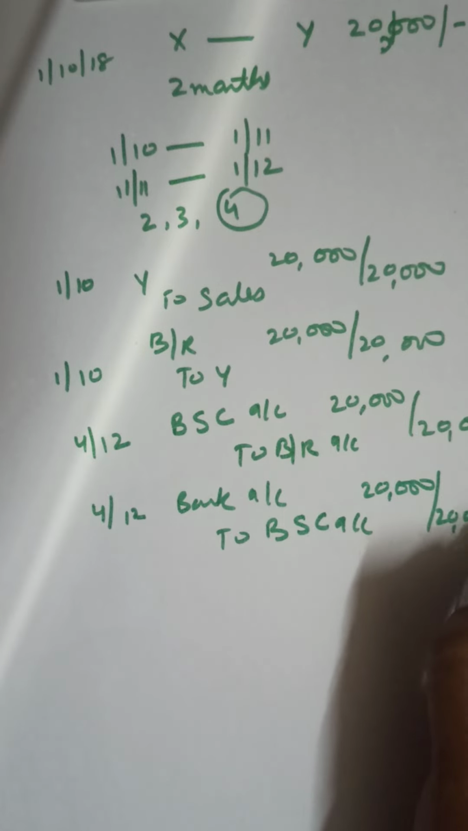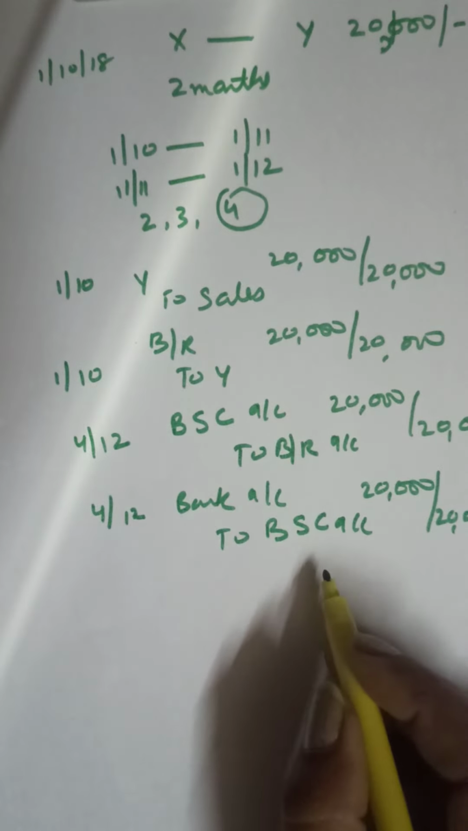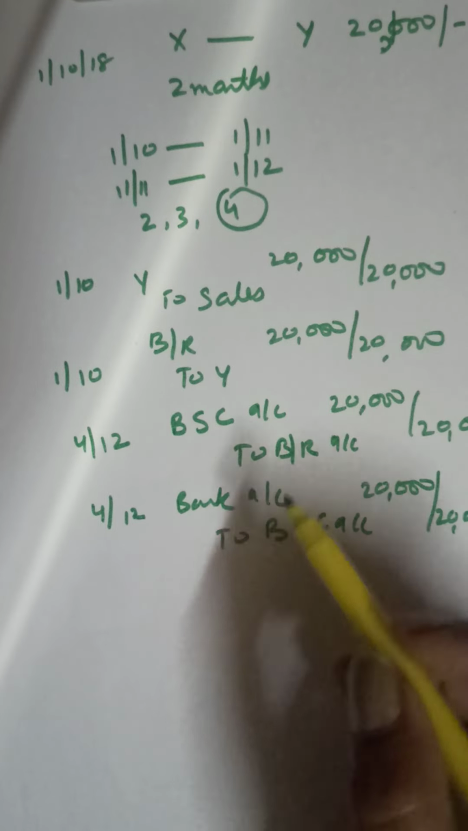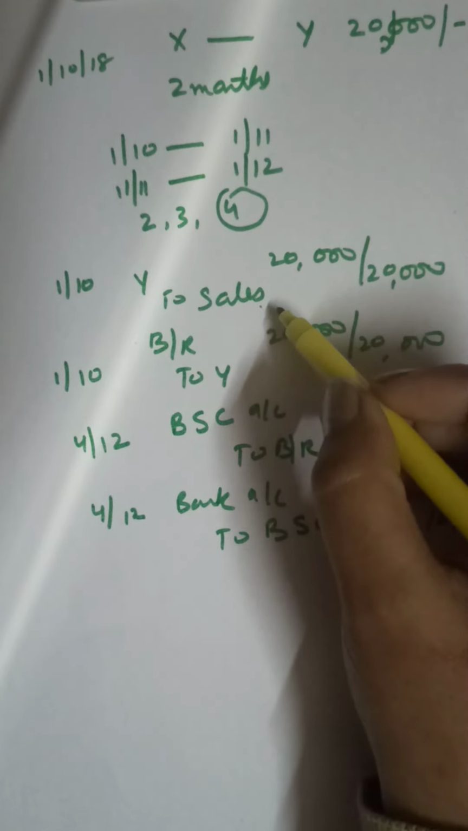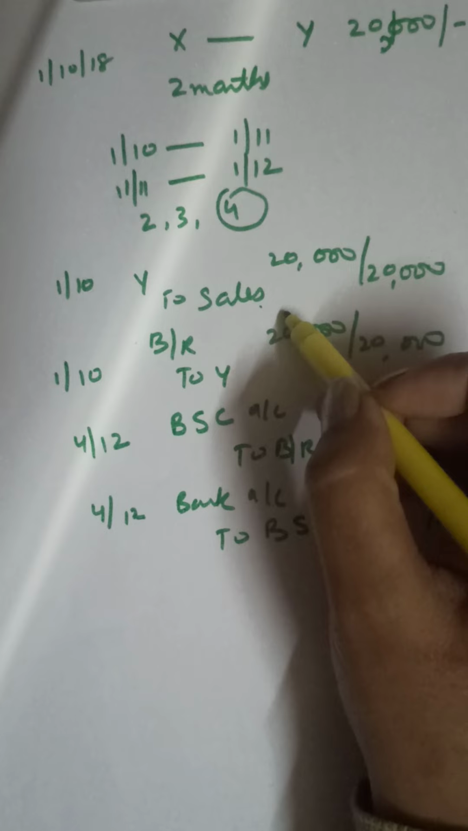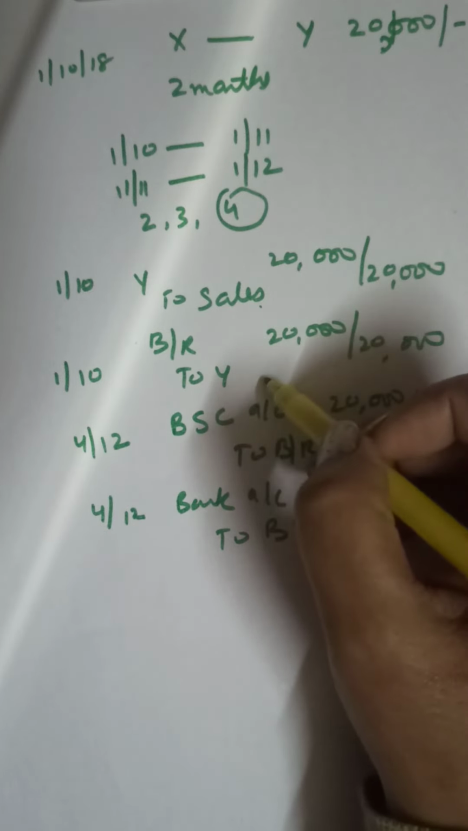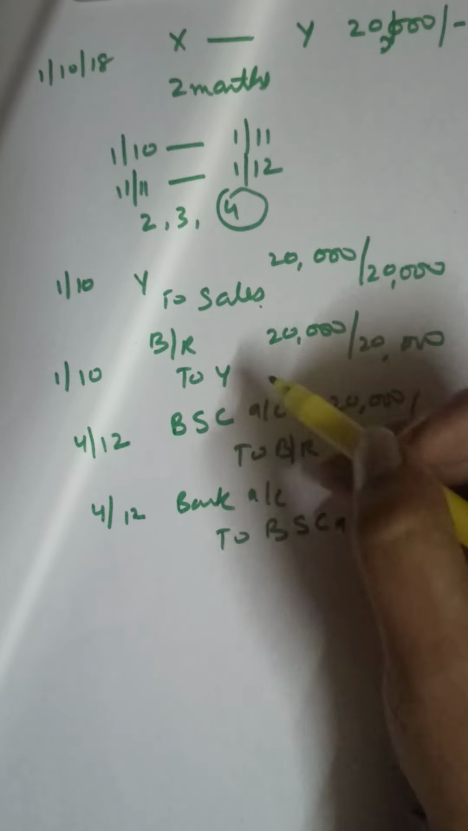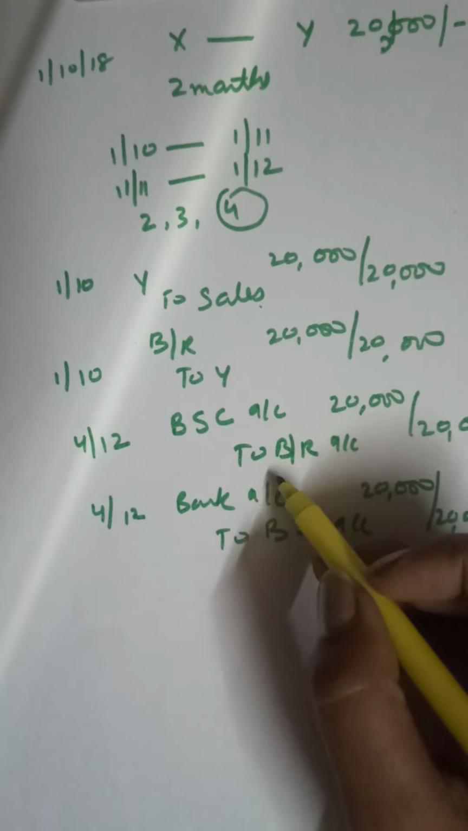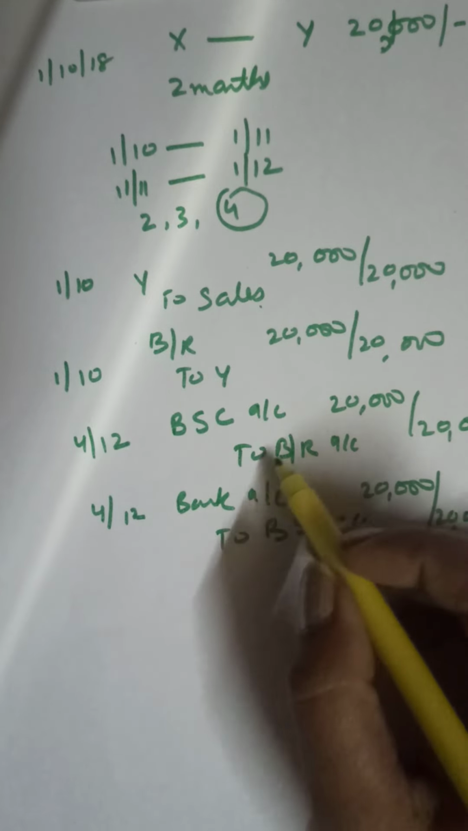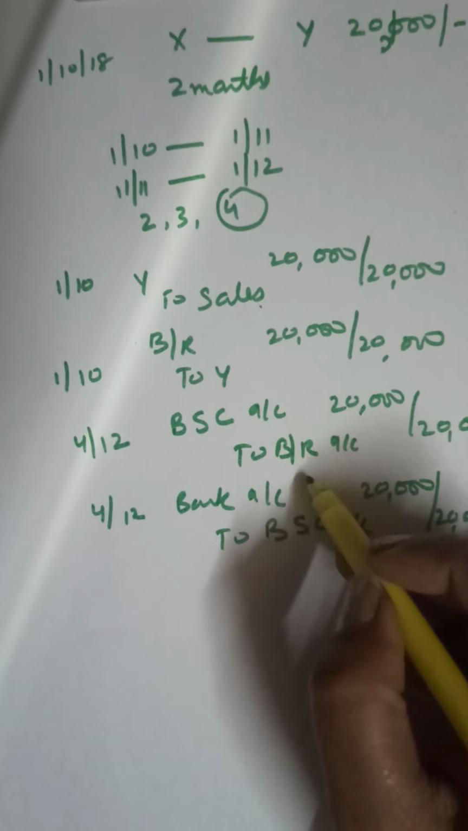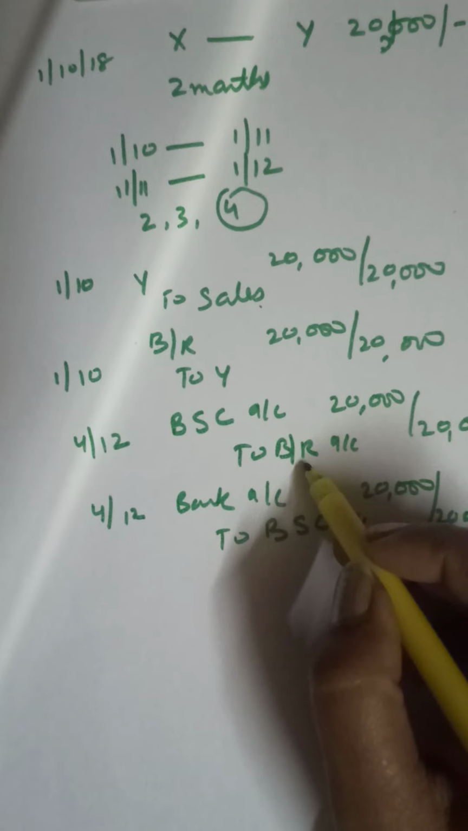These are the transactions in the books of the drawer. In the books of the drawee, it is the same thing. It is Y to sales here; it will be purchases to X in the books of the drawee. It is BR to Y here; it will be X to bills payable in the books of the drawee. When the bill is sent to the bank for collection, the drawee is not affected. On this event, no entry takes place in the books of the drawee.